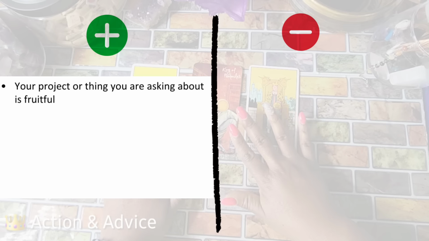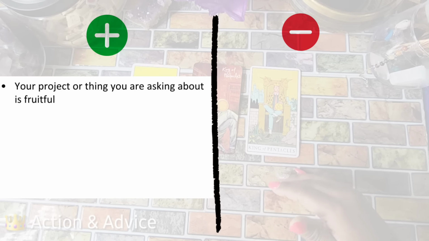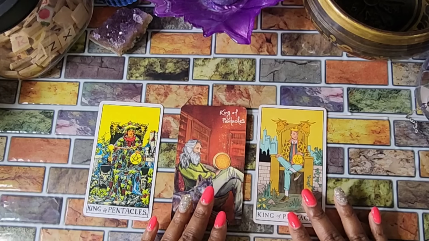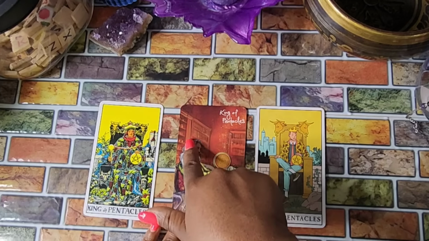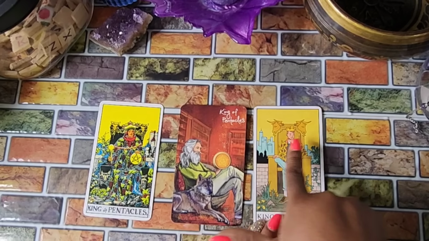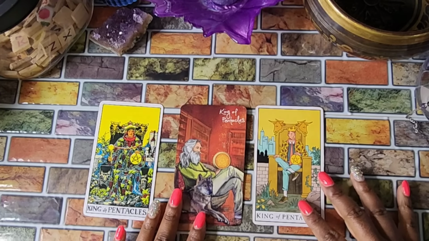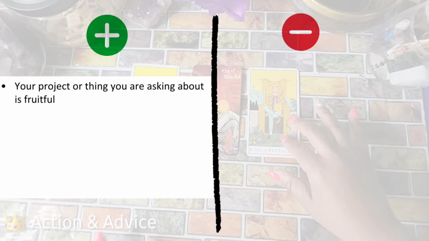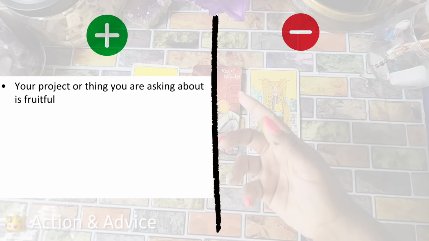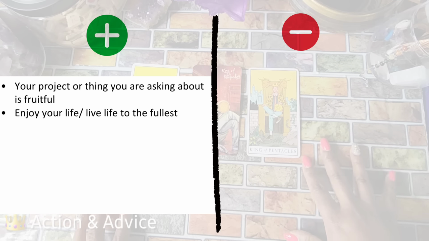Action and advice. Your project or the thing that you're asking about is very fruitful. Look at all this fruit on him. Look at all those grapes. You know what I mean? Look at all the books he's read and researched. Look at all the houses he owns in the back. So I really just love that. So the thing you're asking about is very fruitful, whether it's a person, a thing, a place, whatever. It's a good investment. This card is also telling you to enjoy your life and live it to the fullest.